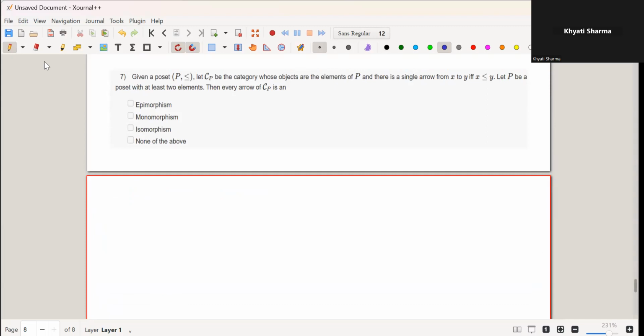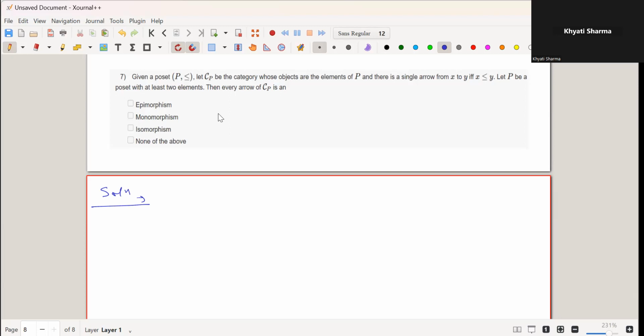So, question 7 says, given a poset P with partial order, and CP a category whose objects are the elements of P, and there is a single arrow from X to Y if and only if X is less than or equal to Y. And so this is the partial order. This is the arrow that is being defined in the category of elements in a poset.